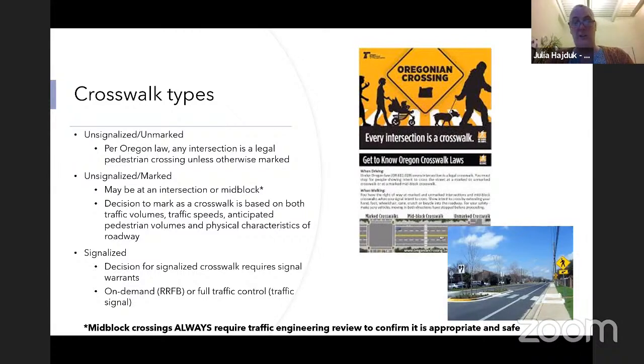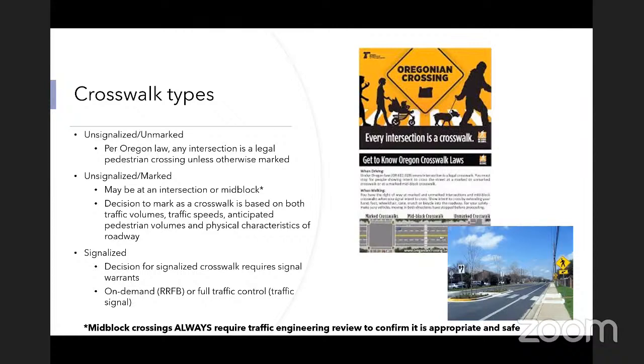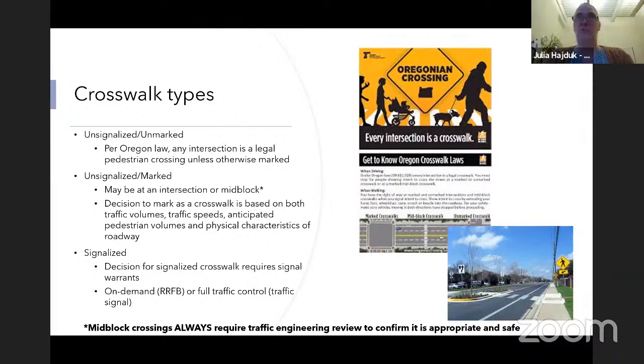And then there's also signalized intersections, and those require signal warrants, a little bit more detailed in engineering. It can be on demand, meaning a pedestrian pushes a button and then the lights flash temporarily, or a full traffic control stop where there's actually a signal that stops cars. So the RFFB is basically just more of a warning sign versus a full traffic control, which is a stop light that is instigated by the pedestrian. Just a note, mid-block crossings, while you can have unmarked or unsignalized or signalized mid-block crossings, those always need to have a traffic engineering review to make sure that they're appropriately placed and that they're not going to cause more harm than good.